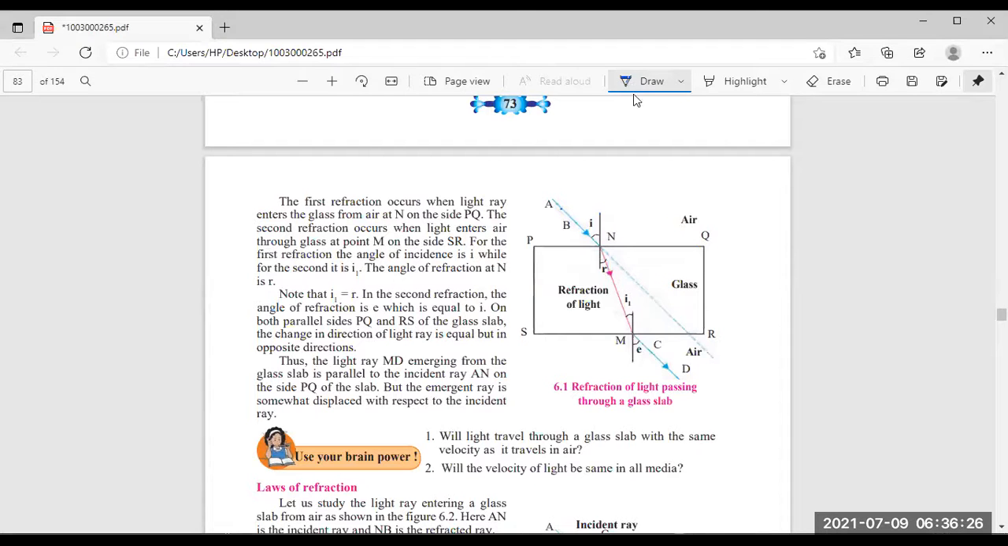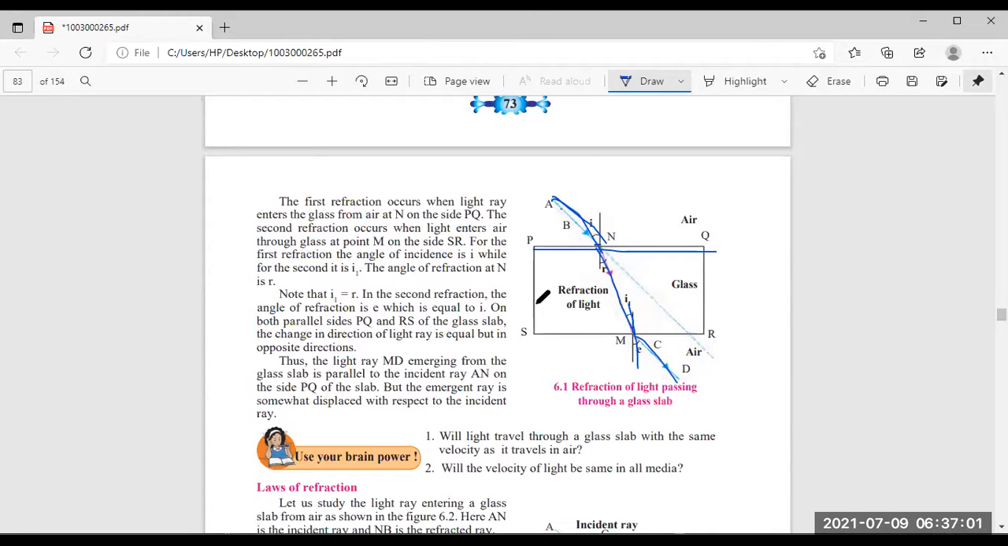Definitely it's necessary there. So first, refraction occurs when light rays enter the glass at point N. And on PQ, the second refraction will happen here at point M, because the medium changes here. See this, A to B, and then here at point N it changes medium. So it will bend like this. And again here we will get the refraction.